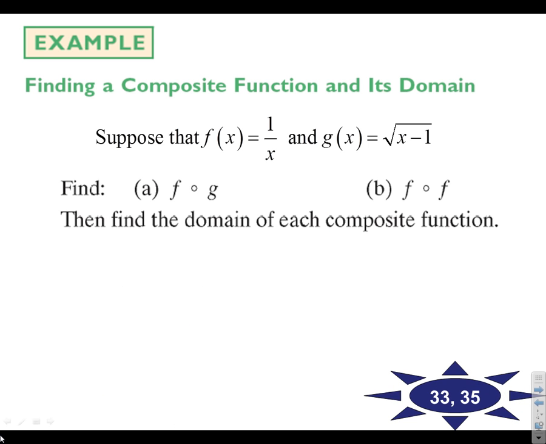All right, let's try one more. Let's do f of g on this one. So this is going to be 1 over x, which in this case will turn into 1 over the square root of x minus 1. And so we're done there. This is f of g.